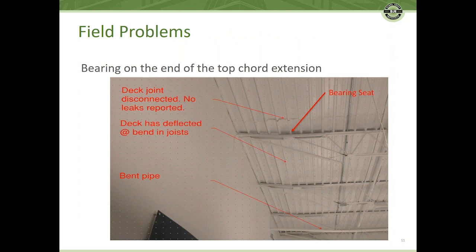In this particular slide, we show that the joist was placed incorrectly. You can see the bearing seat of that joist, and the joist is actually bearing on the end of the top chord extension. That's not what was originally designed. So in this particular case, we're seeing some deflection in the structure, particularly in the deck, and that's causing us some problems. Obviously, that's something that needs to be closely evaluated.